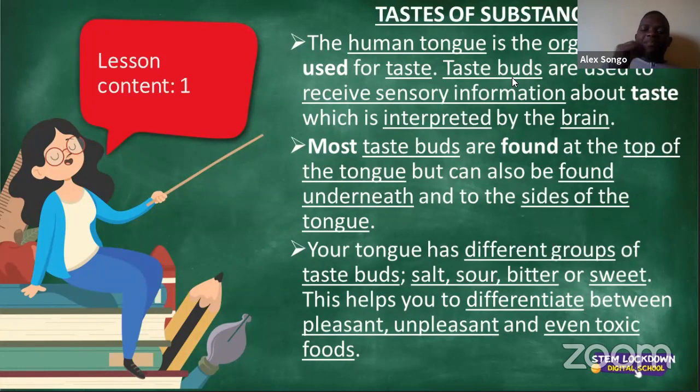These taste buds allow us to taste different types of things. Number one, to taste whether something is salty, sour, bitter, or sweet. Those 4 types of tasting mechanisms are all allocated in our tongue. Remember, I said these are found at the top, on the sides, as well as underneath. We are going to go through where each and every one of them is found.